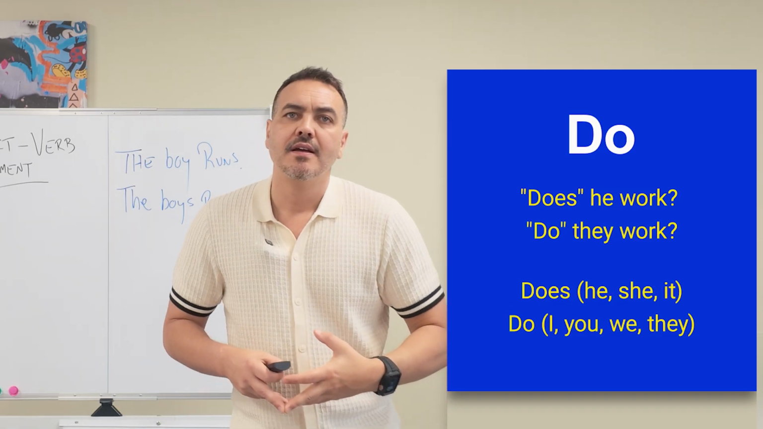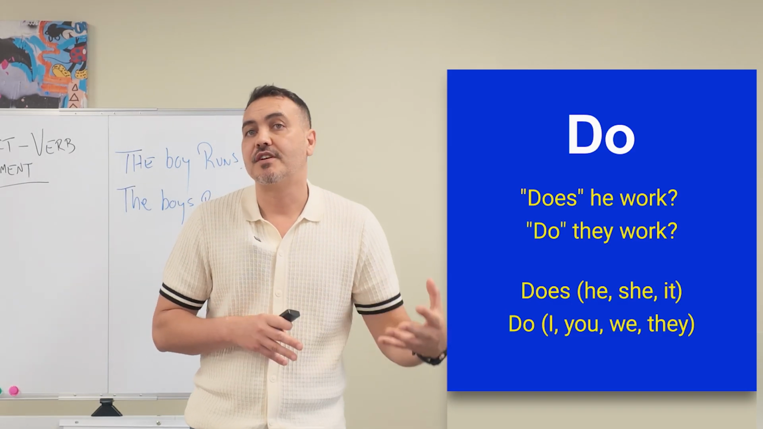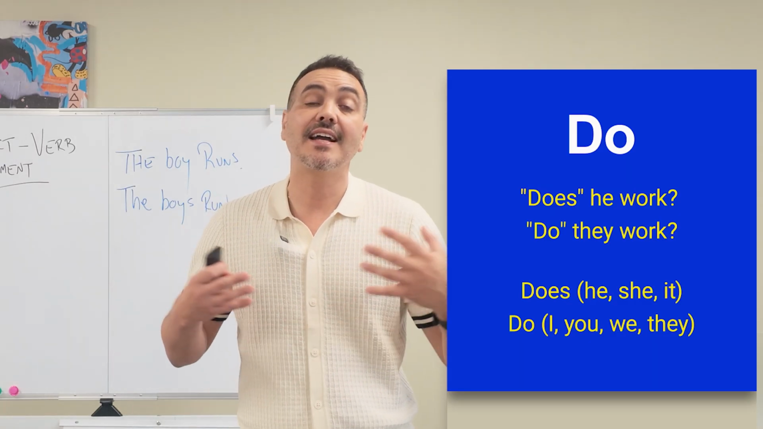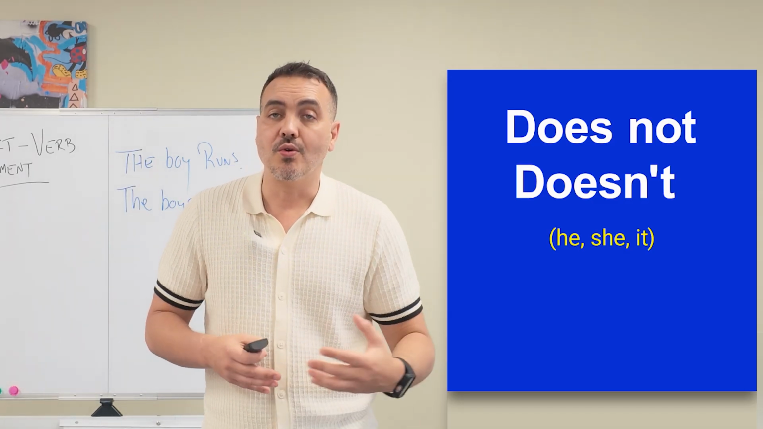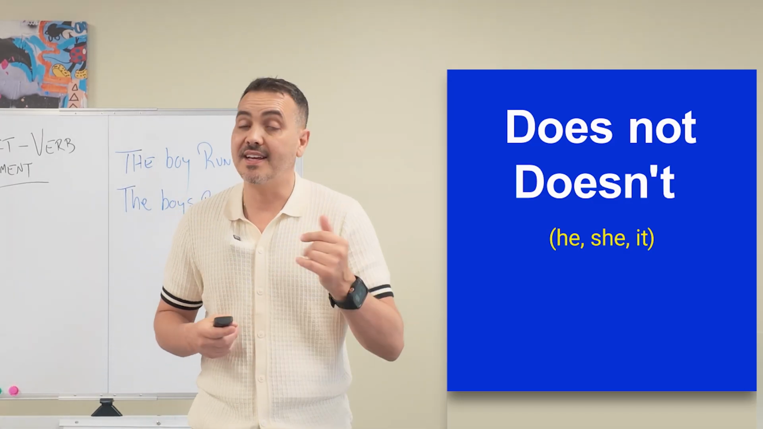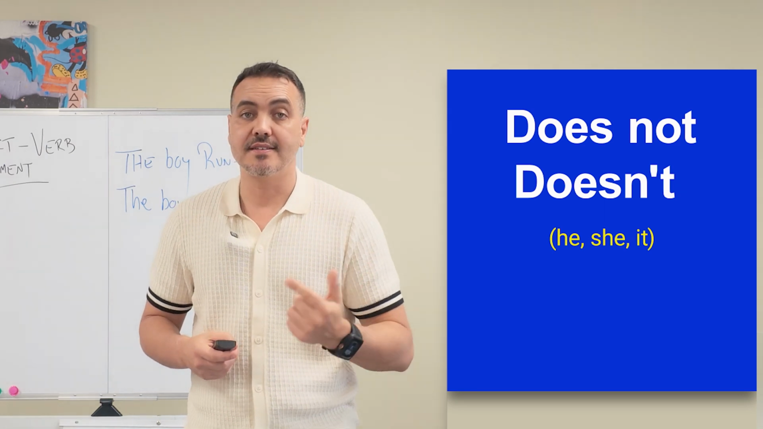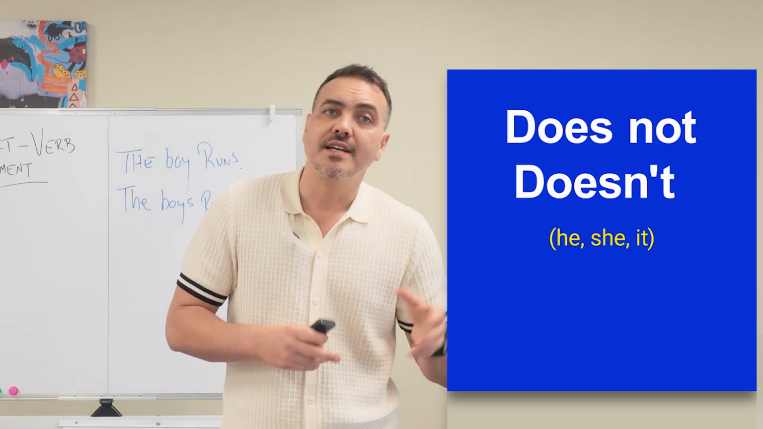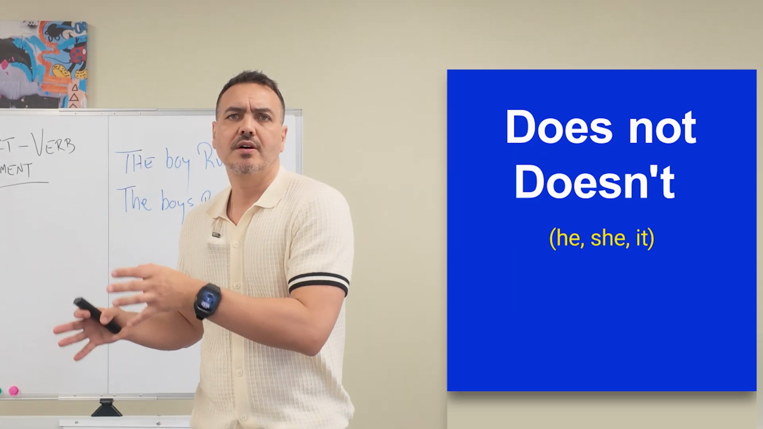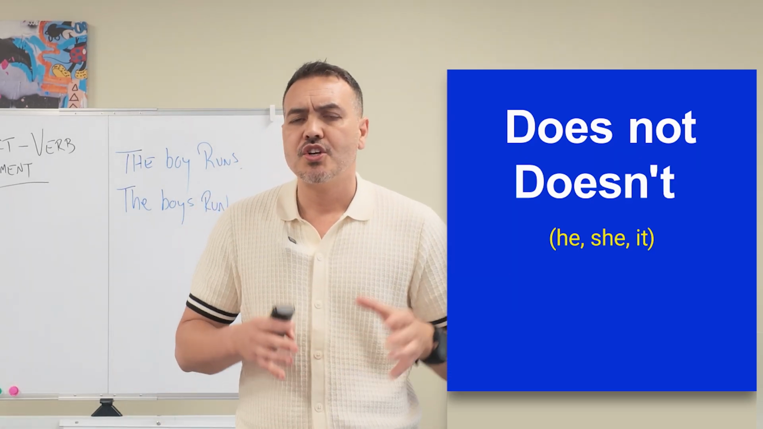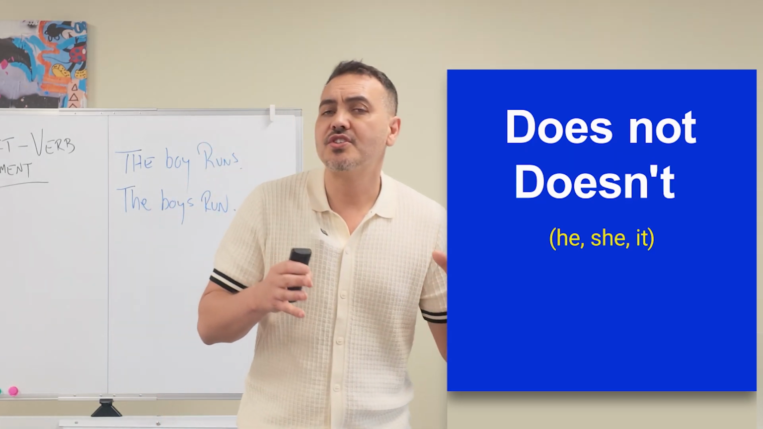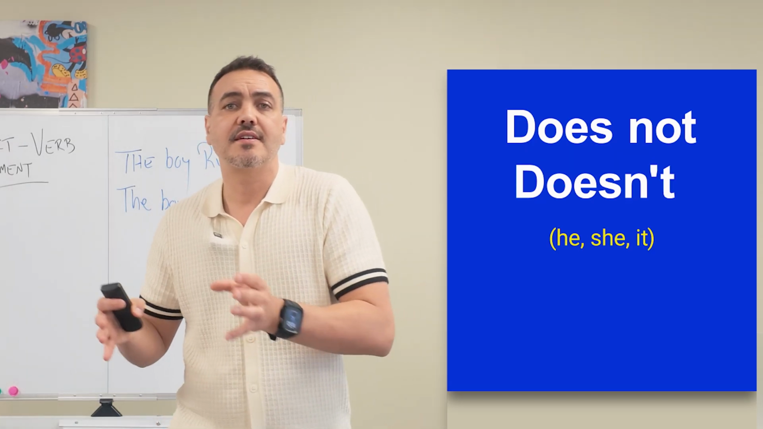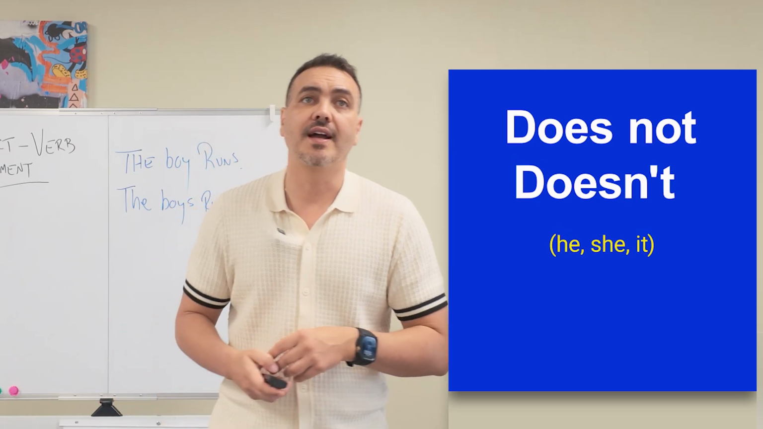Okay? You're also going to see subject-verb agreement appearing in negative sentences. Okay, we use words like does not or doesn't with he, she, and it. For example, he does not work on Sunday. She doesn't speak French. The student does not understand. Okay?